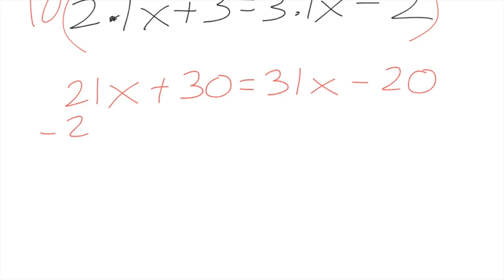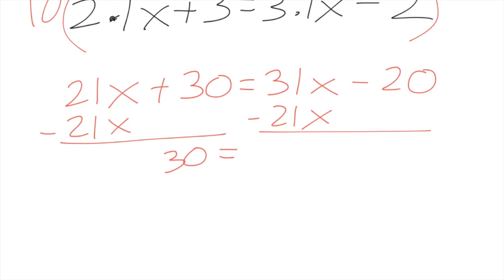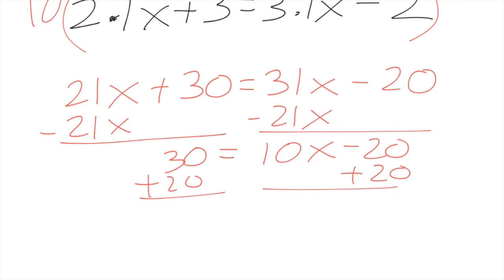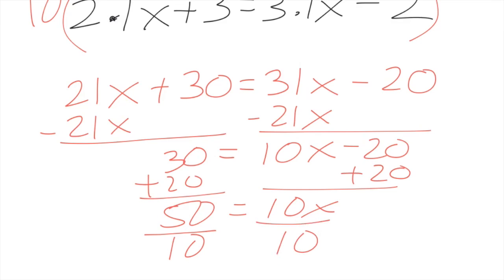I think I'll start by subtracting 21x from both sides. That'll give me 30 equals 10x minus 20. If I add 20 to both sides, I get 50 equals 10x. Divide both sides by 10. So x will be equal to 5. How many people got x was equal to 5?